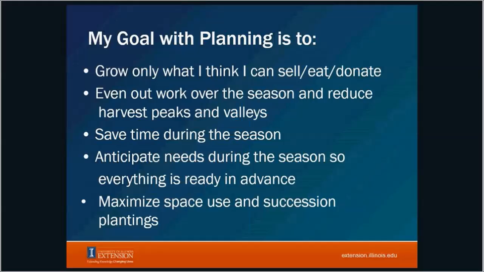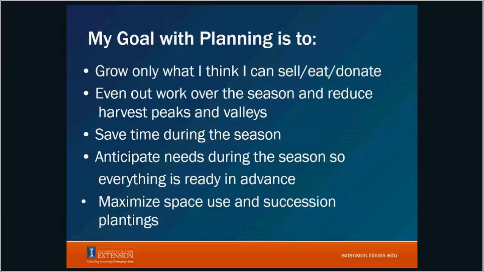But I think there's a misconception. A lot of times people who put in gardens have this concept of putting your garden in the spring, where everyone plants their garden one time around Memorial Day, and that's the only planting they do, and that can be great. You can get a lot of food over a long period of time that way.